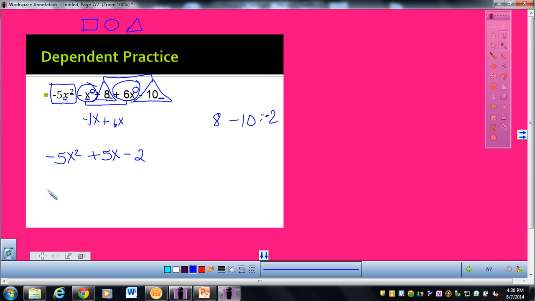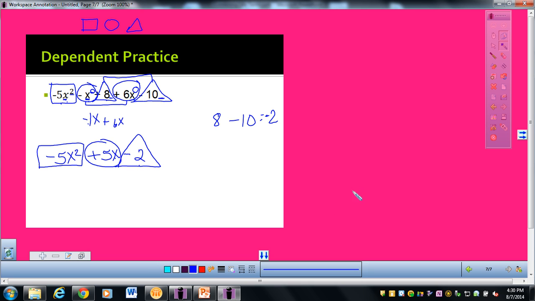Because remember, my goal is to have one of each. So this was my box. I have 1 box. That's good. 1 exponent of 2. This one is from my circle. I have 1 circle that has a variable but no exponent. And this is from my triangle, which was a number that had no variable. 1 of each. So I did it right because I only have 1 of each.